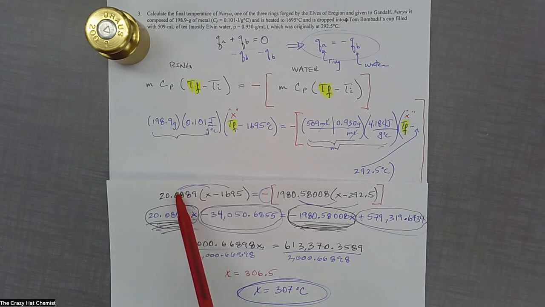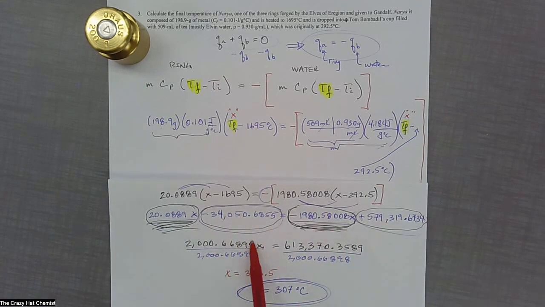And so we're going to distribute this 20 over both the terms inside the parentheses. We're going to distribute the negative sign and the 1980 over both the terms inside the parentheses. We're going to get X terms. We're going to get non-X terms. We're going to combine our X terms and our non-X terms and move them separately and then divide by the coefficient in front of the X. And then we're going to get our number. We're going to round it to the three significant figures of the number that I have originally in the problem. Cool. Hopefully that worked out well for you.